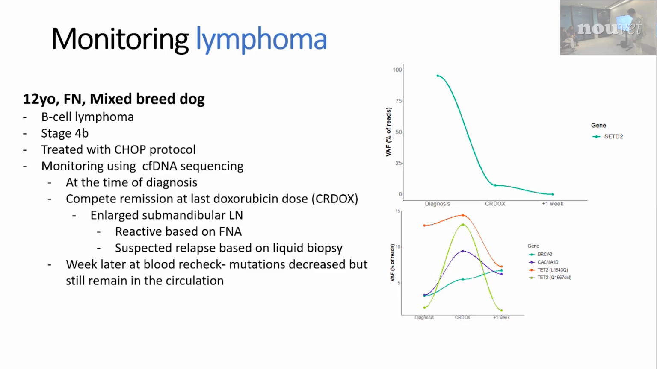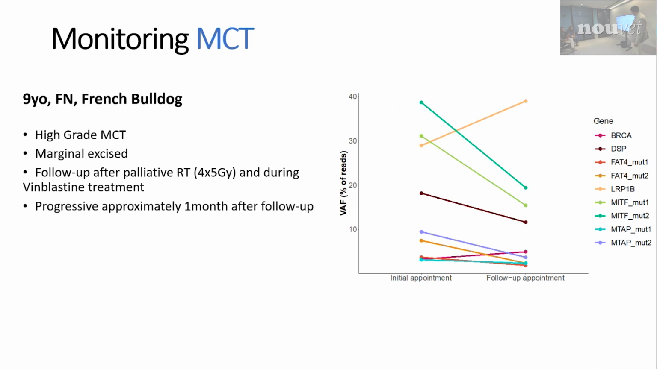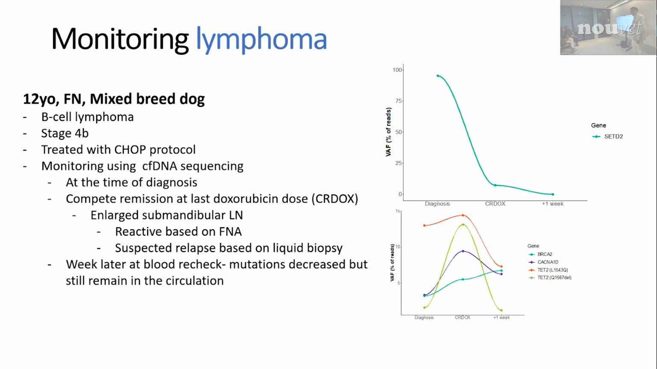So in this case, the reactive lymph node, based on molecular diagnostics, would actually be called probably a relapse of the disease. But a week later, we could take another blood sample from this dog, and you could clearly see that the mutations went down, but never completely disappeared. We don't have the next time point, but it relapsed about a month later, a clinical full-blown relapse. And of course, the lymph node after this one also shrunk.